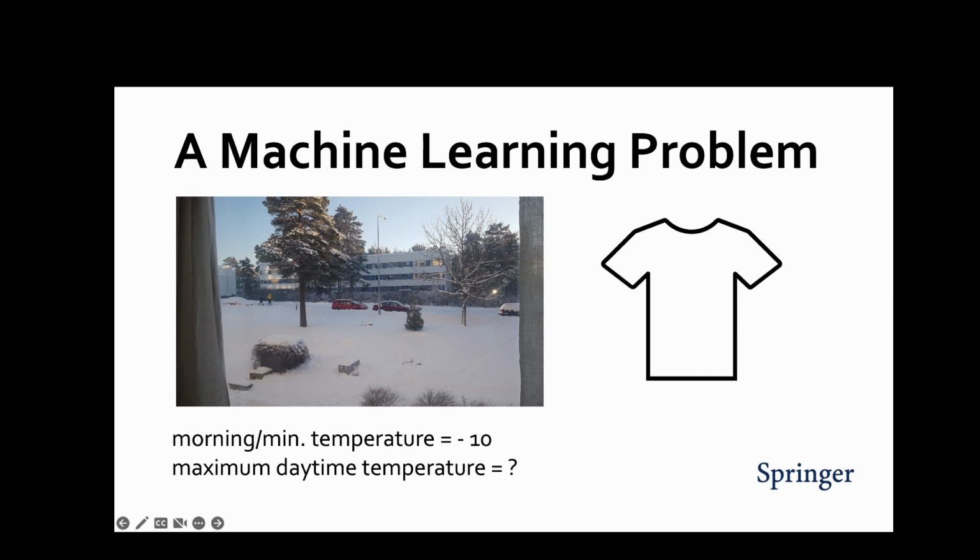We can model this problem as a machine learning problem where data points represent individual days whose feature is the minimum temperature that can be observed in the morning. The label of a data point is the maximum daytime temperature that we cannot observe yet in the morning, but would like to predict.